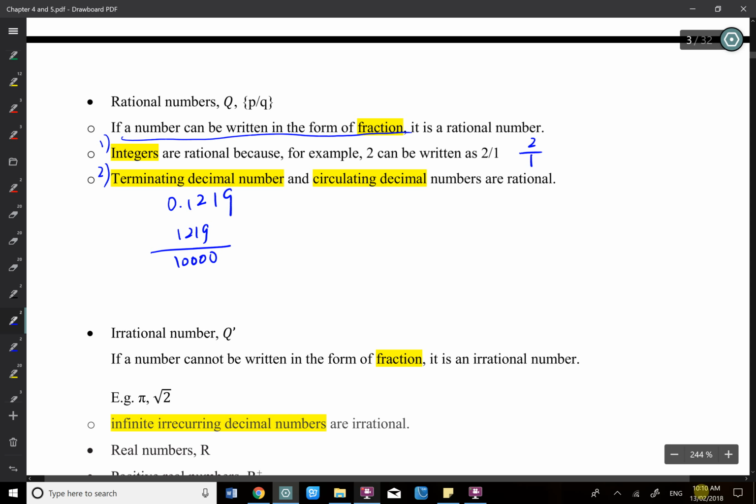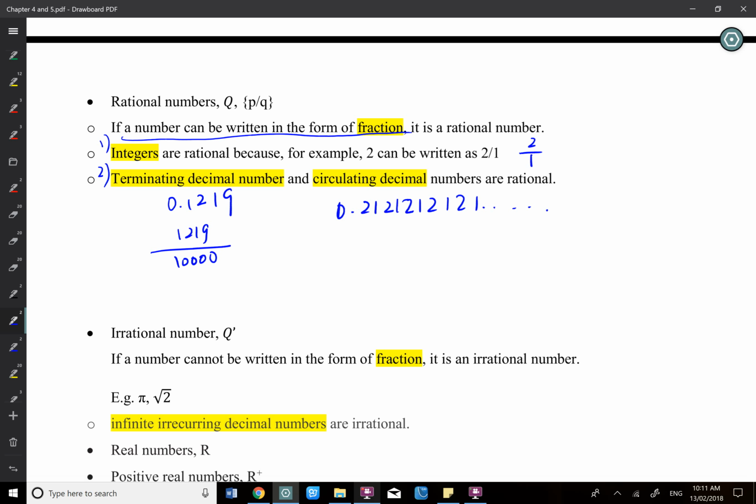So something like 0.2121212121 is recurring, circulating. Some numbers keep repeating. So this will be a fraction as well. But how can I convert that into a fraction?